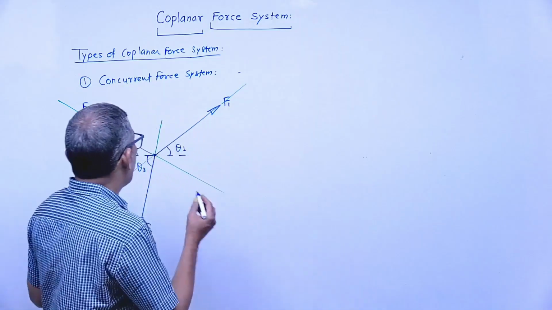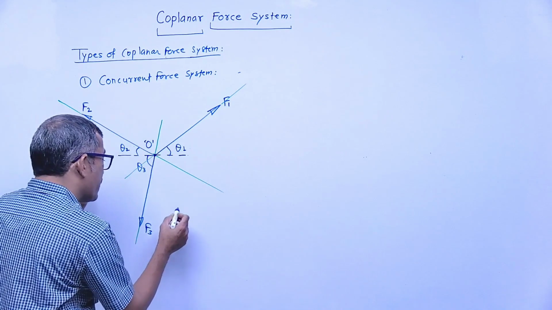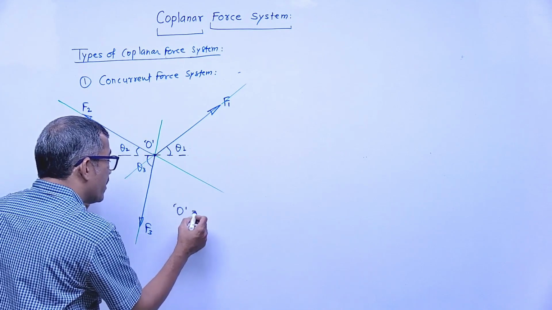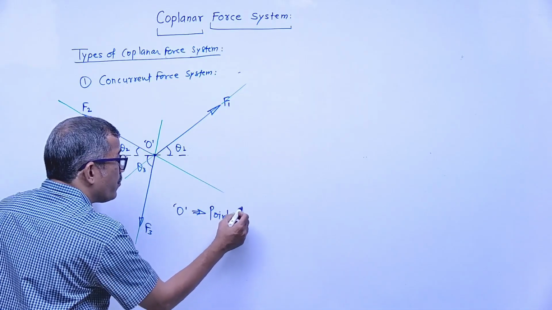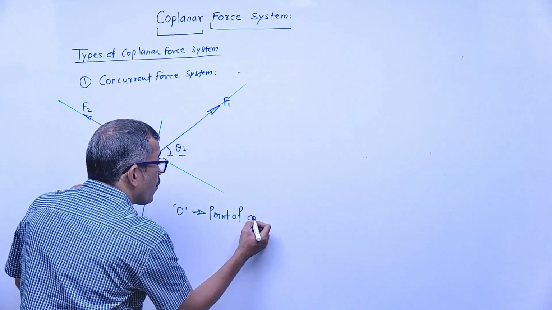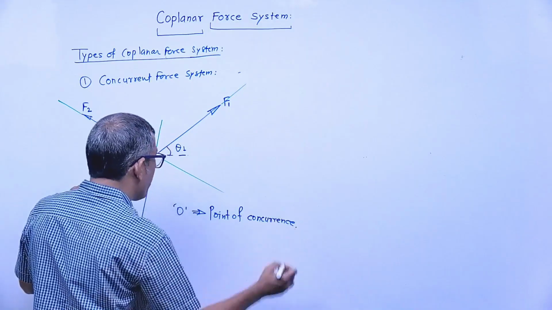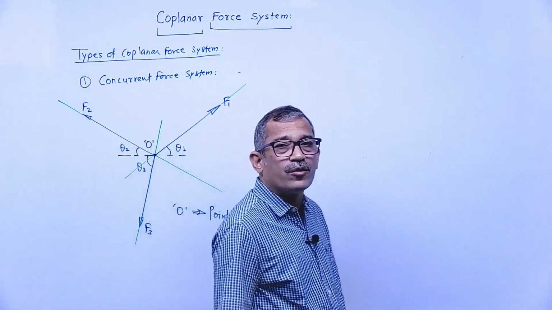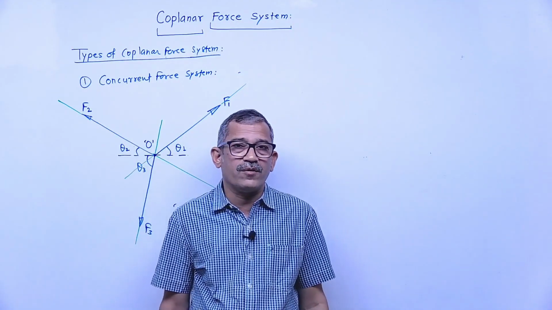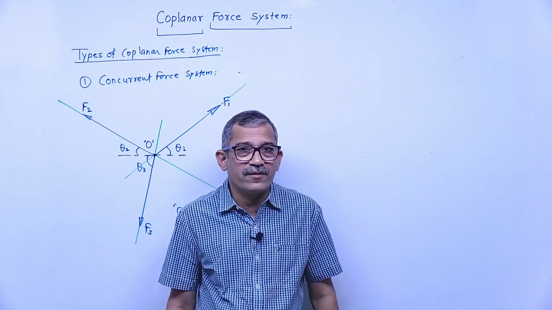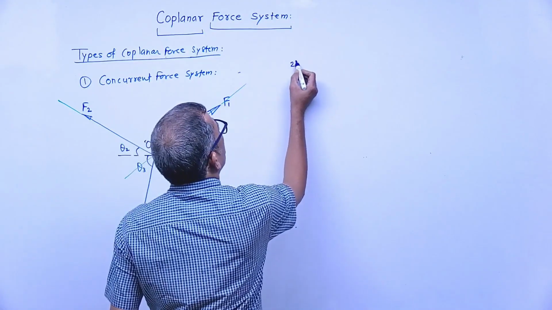Now what point will we get here? The point through which lines of actions of all forces pass is called what? It is called the point of concurrence. The point through which lines of actions of all the forces pass is called the point of concurrence. Clear? Now the next force system is very easy to identify.